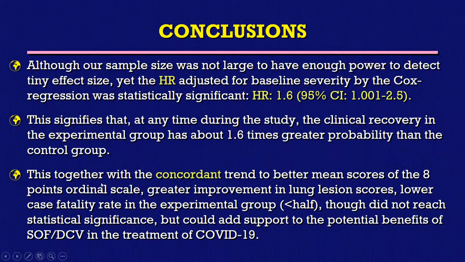This, together with the concordant trend to better mean scores of the 8-point ordinal scale, greater improvement in lung lesion scores, and lower case fatality rate in the experimental group, which was below half of the control group, though did not reach statistical significance, could add support to the potential benefit of sofosbuvir/daclatasvir in the treatment of COVID-19.